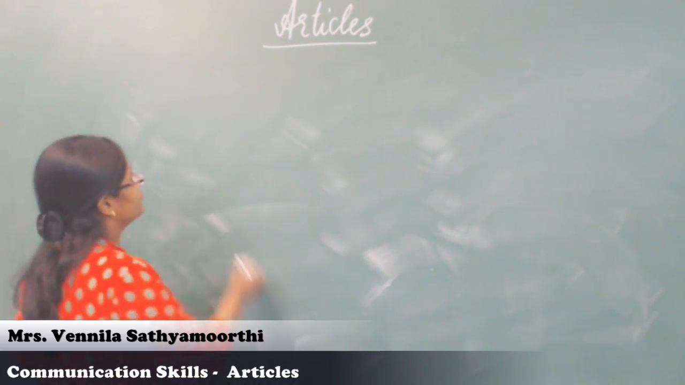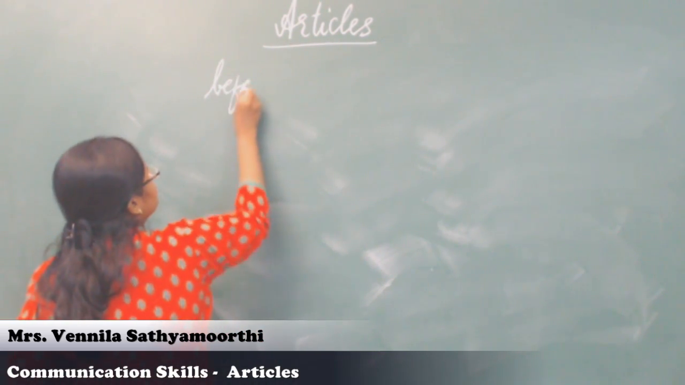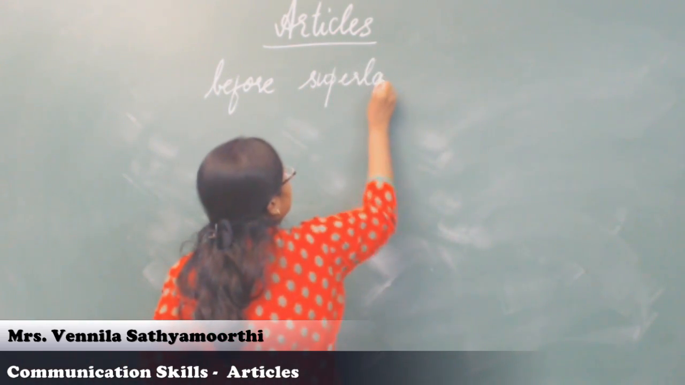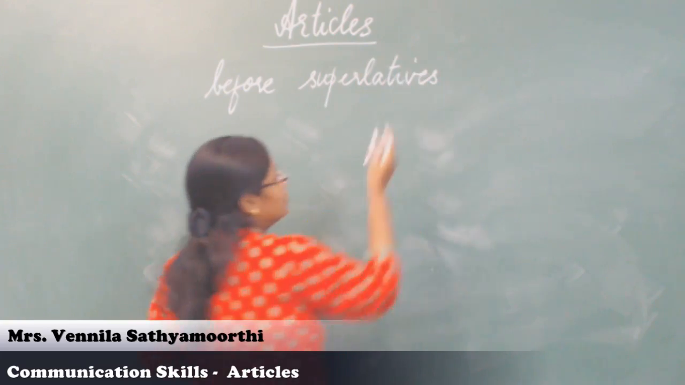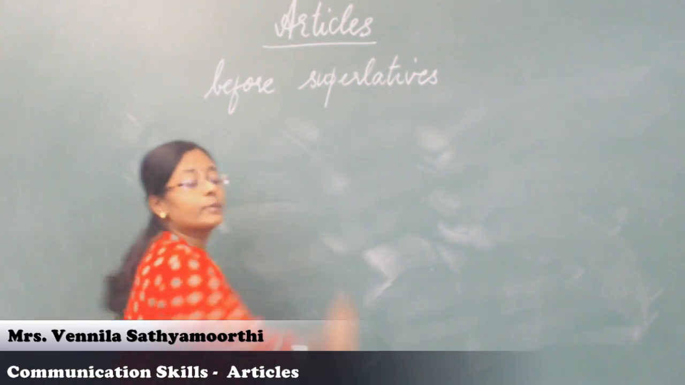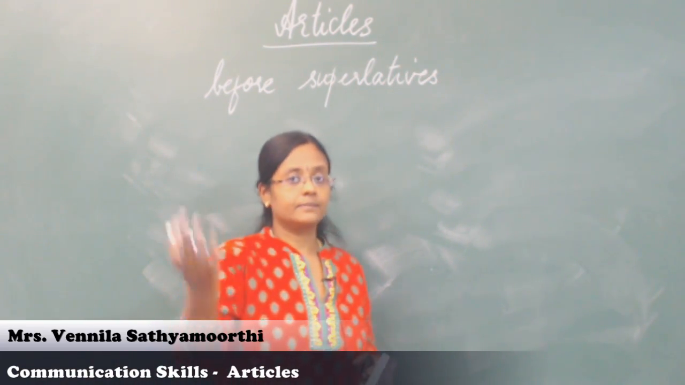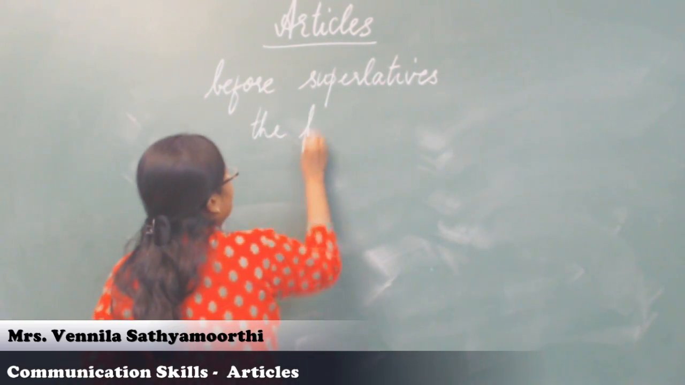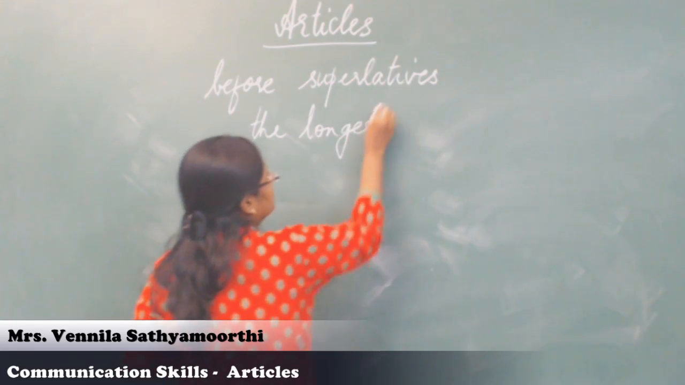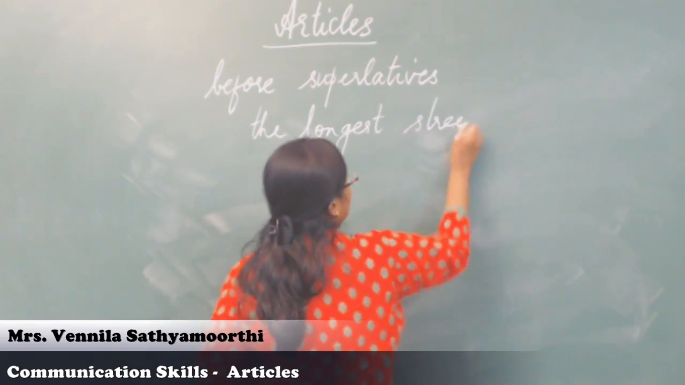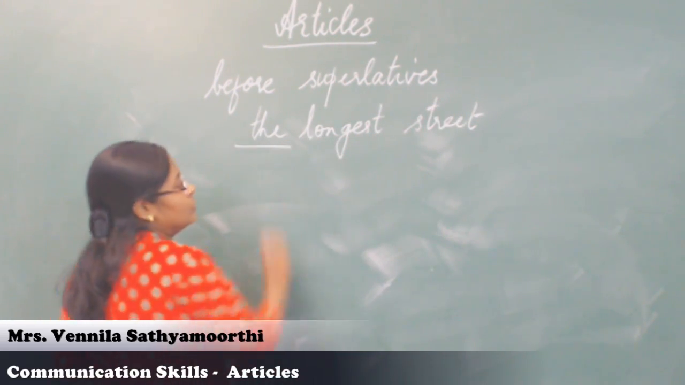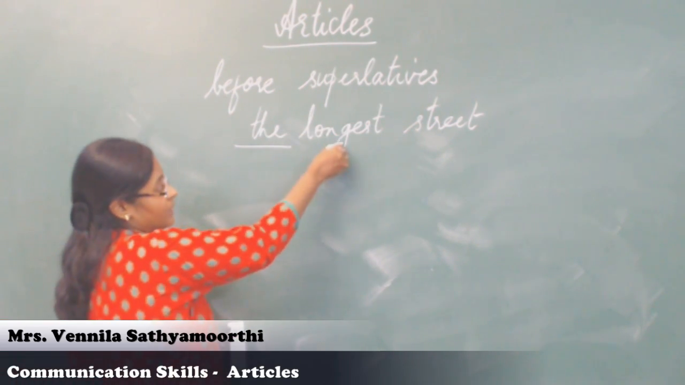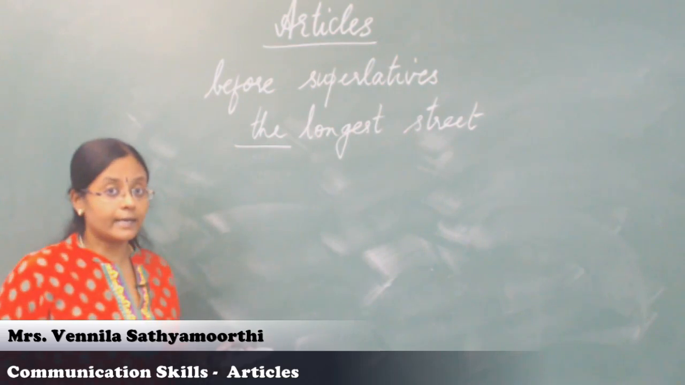Then one more use of the is before superlatives. The degrees of comparison. What is the superlative form? The third one. See, big, bigger, biggest. The longest street. You should use the here. If you use a superlative without the article the, then it is an error.